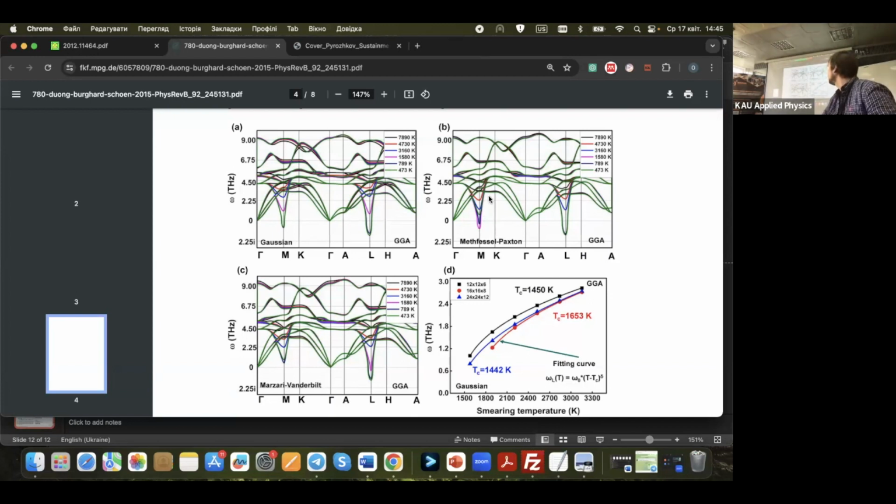So if we want to simulate the temperature with the degauss, it's very sensitive to the method in which we simulate this temperature. So it will be the Gaussian method or Methfessel-Paxton. It's really hard for me to say it. And Marzari-Vanderbilt. So they will be different, these things.